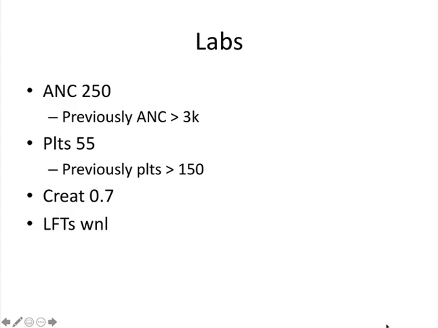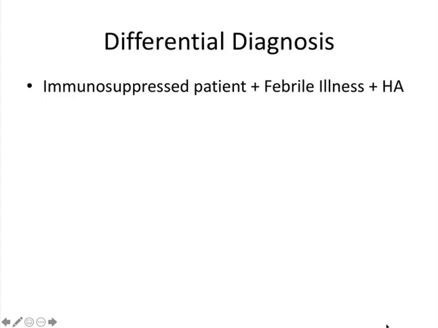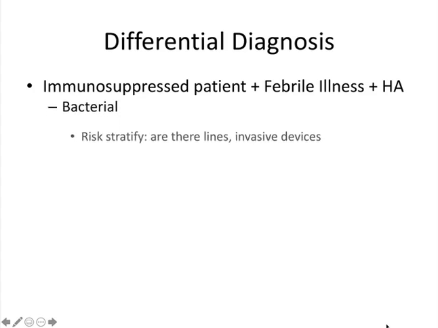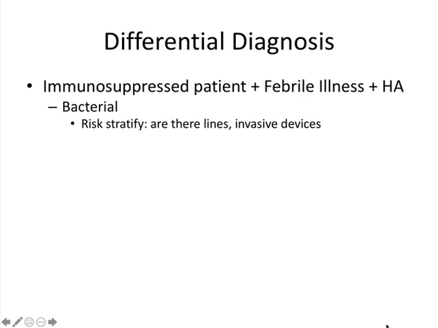When we looked at labs, he previously had a normal neutrophil count, but it had dropped precipitously to neutrophils of 250, and his platelets dropped to 55, but creatinine was still normal, and LFTs were normal. If you have to look at a patient and say, here's an immunosuppressed patient in front of me with a febrile illness and a headache, this is a bad combination. You have to keep in mind, is this bacterial? Are there lines? Are there invasive devices? Are you just having a headache because you're having a wicked fever?